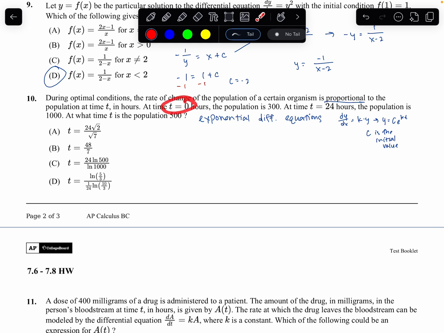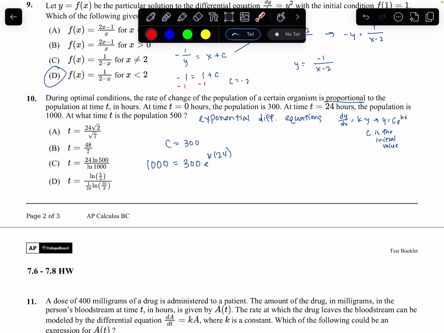At t equals 0, the population is 300. Therefore, c has to be equal to 300. Okay, at 24 hours, t equals 24, the population is 1,000. So that's going to be equal to 300 e to the k times 24. So the objective: what is the time when the population is 500? Oh my gosh, they're having us do so much stuff here. The population is 1,000. What is the time when the population is 500?